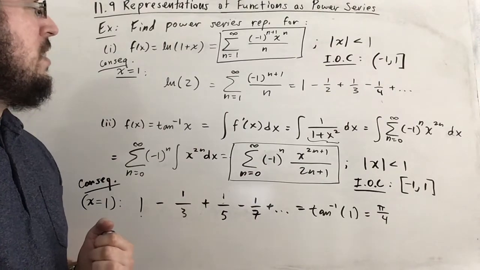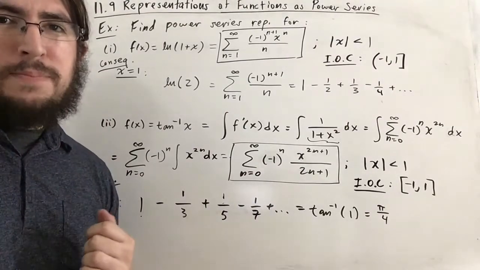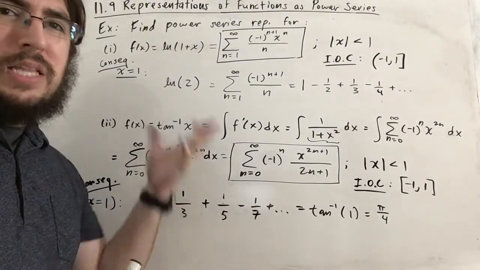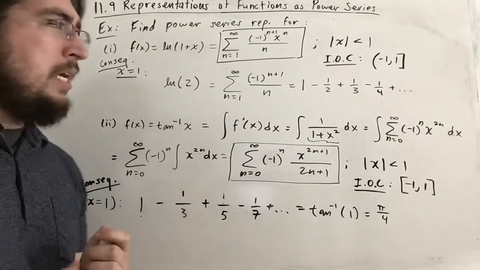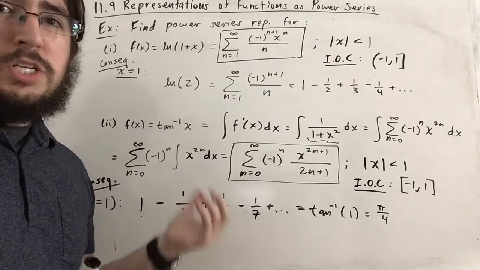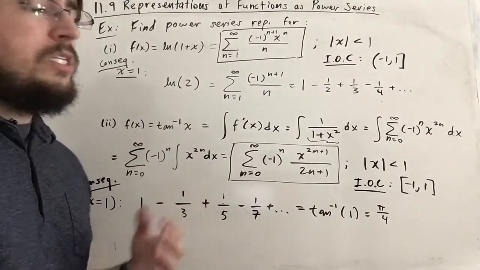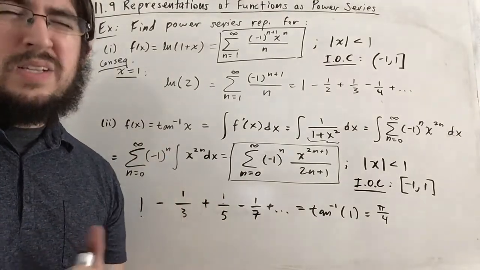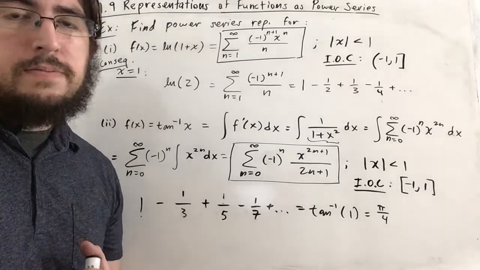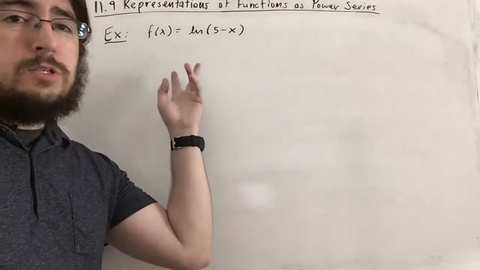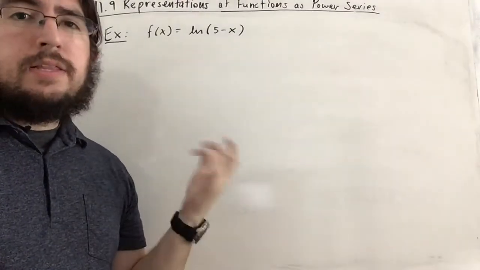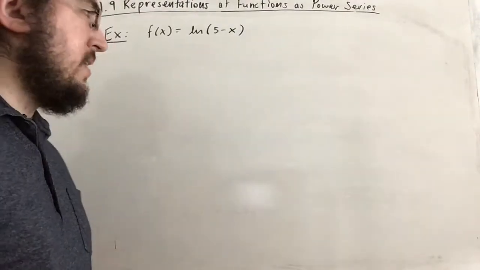So I want to look at one more example. I'm not going to do anything crazy like I did with these two, but I just want to do one more example so we can see again the techniques that we showcased here to find the power series representation of a function. So let's take a look at that one more example right now. Right, so for this last example, all I'm really going to do is find the power series representation of this function and write the interval of convergence and possibly the radius of convergence.